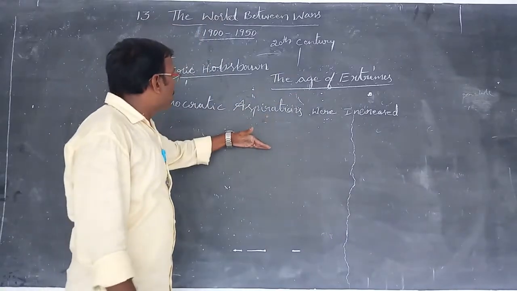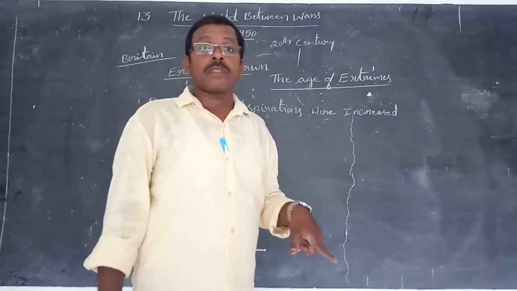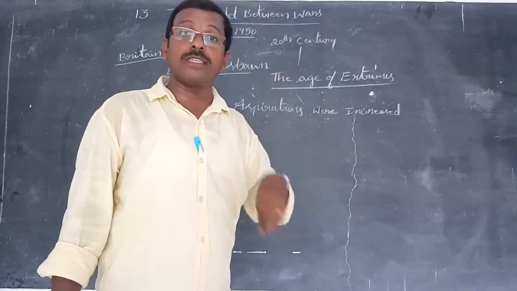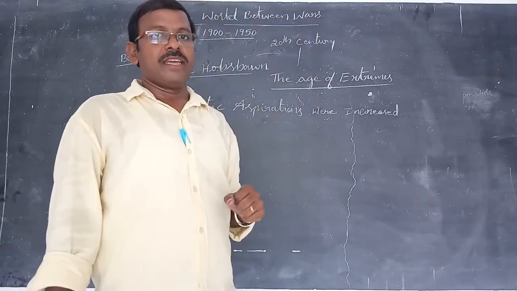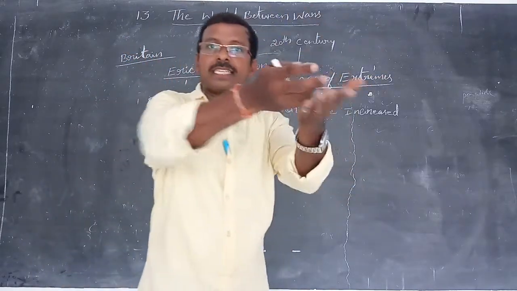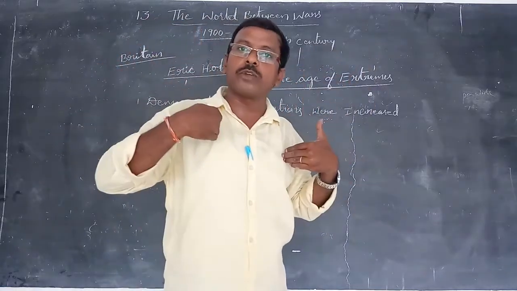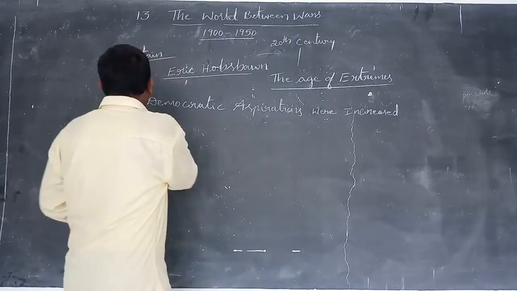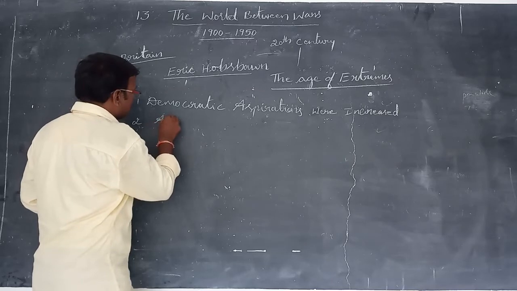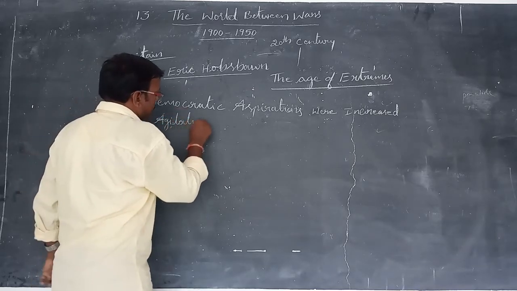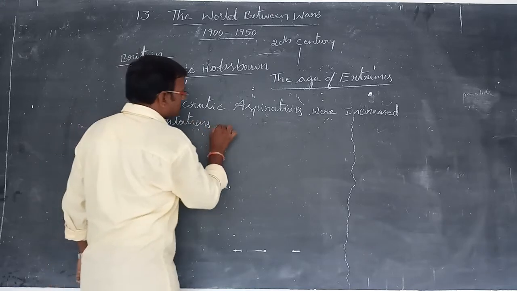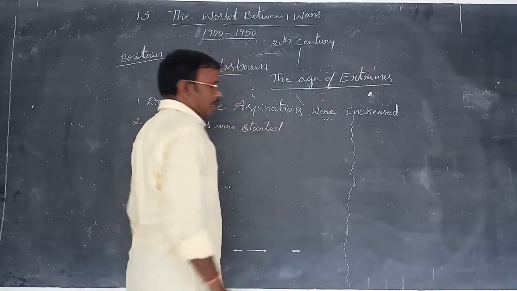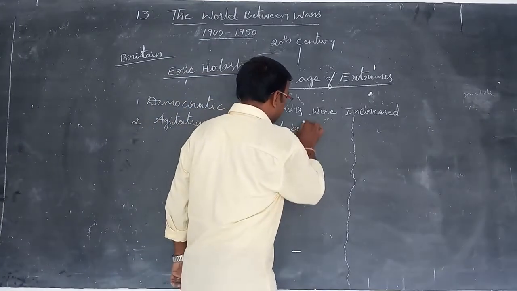Next, what happened? Many countries developed their own ideologies. They wanted to develop only themselves, and they wanted to hate and agitate other countries. These things also happened. Agitations started between the countries.